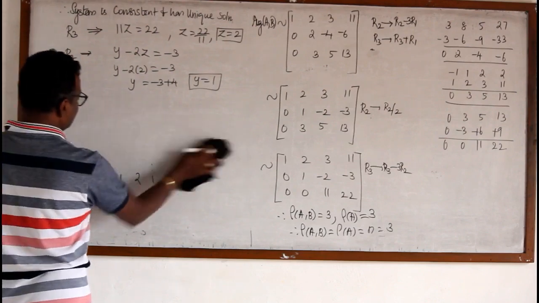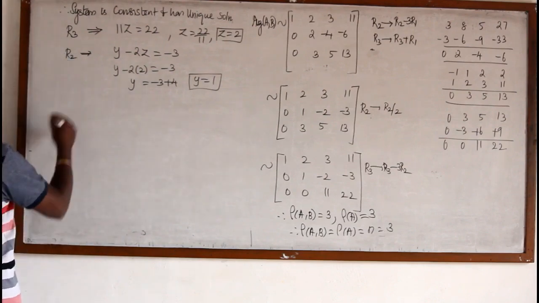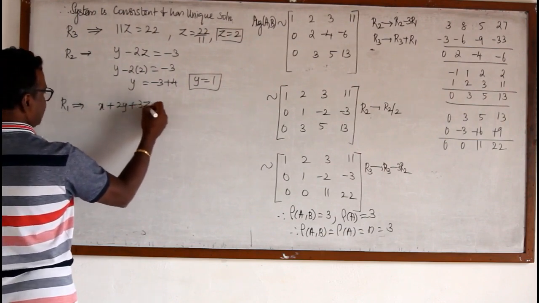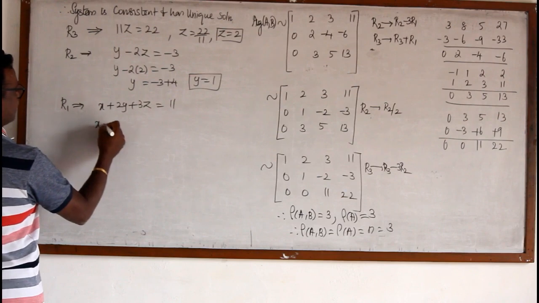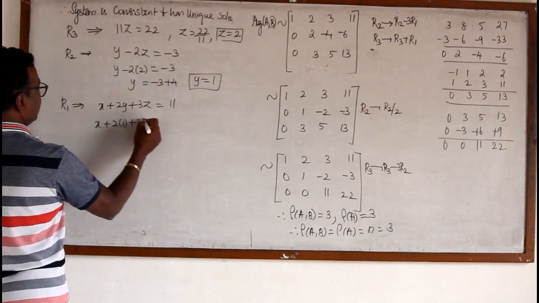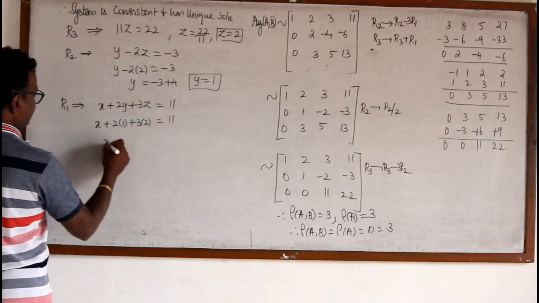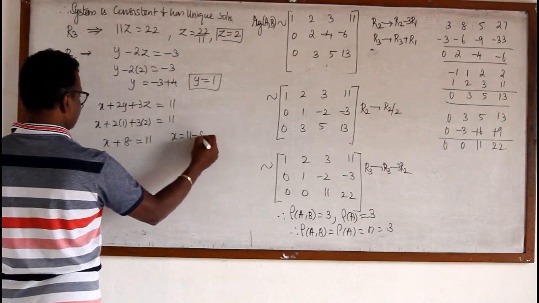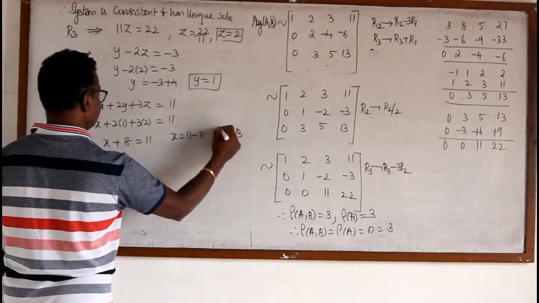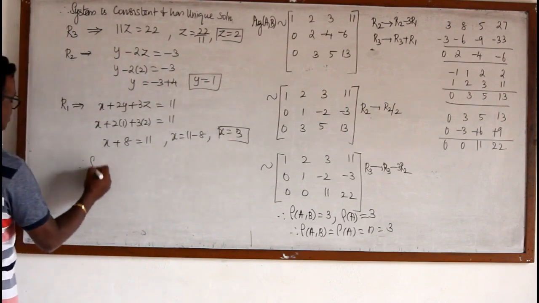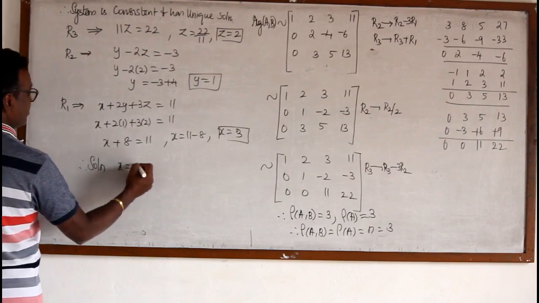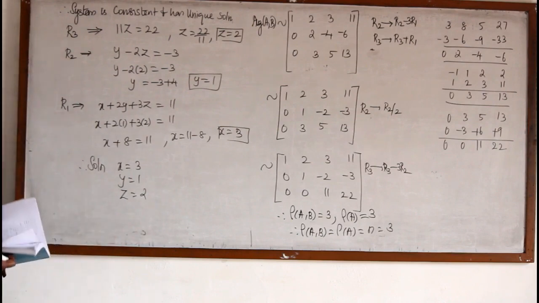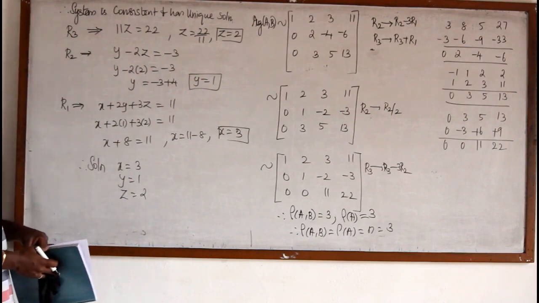Now substitute for Y and Z in row 1. That is R1 implies x plus 2y plus 3z equal to 11. It is x plus 2 into 1, 3 into 2 equal to 11. X plus 6 plus 2, 8 equal to 11. X equal to 11 minus 8, x equal to 3. Therefore, solution x equal to 3, y equal to 1, z equal to 2. So this is how we can solve.